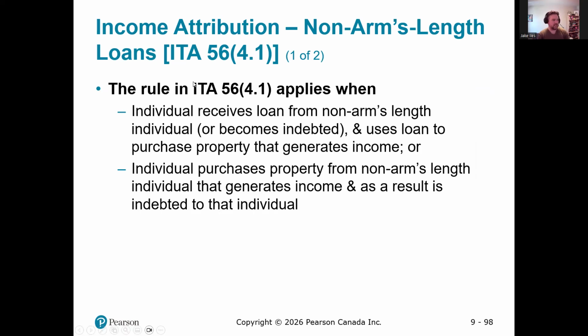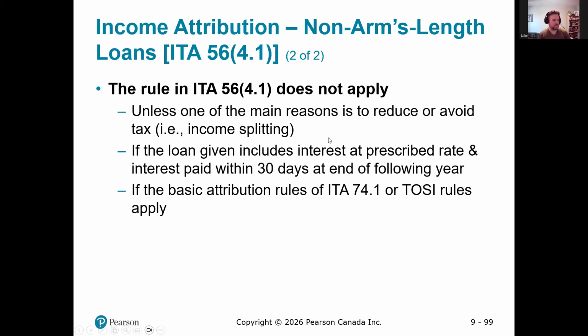Income Tax Act 56, this rule for non-arm's length loans: if the individual receives a loan from a non-arm's length individual and uses the loan to purchase property that generates income, or the individual purchases property from a non-arm's length individual that generates income, and as a result is indebted to the individual, unless one of the main reasons is to reduce or avoid tax through income splitting, if the loan given includes interest at the prescribed rate and interest paid.